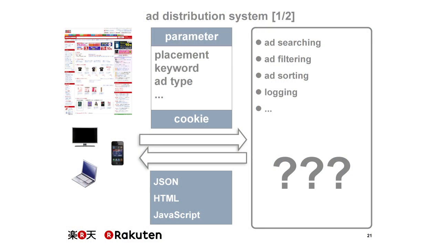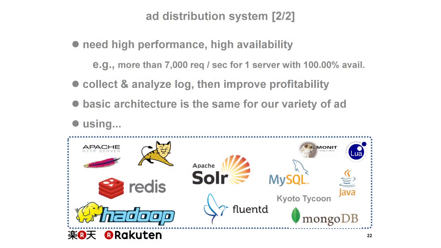This is the simplified functionality of the advertisement distribution API. It receives some parameters such as placement, keyword, and ad types, then searches, filters, and sorts advertisements. Then it returns them to the web client in JSON, HTML, or JavaScript format. So it's a very simple and easy task. But we need high performance and high availability. For example, one of our systems is required to handle more than 7,000 requests per second for a single server, and with 100% availability. And we are also collecting and analyzing application logs, then improving profitability.